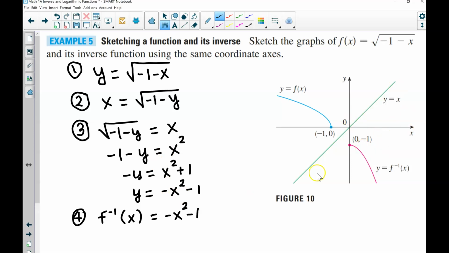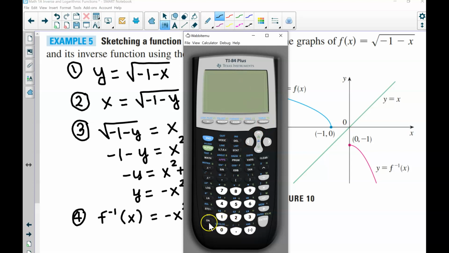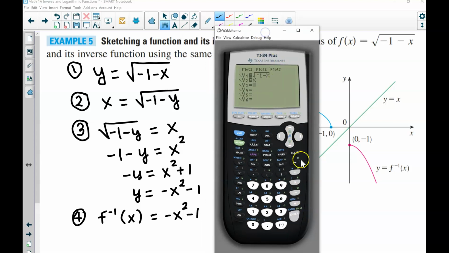So here we're going to graph these two functions, and let's see what it looks like on the graphing calculator. So we'll go ahead and put that on a graphing calculator here. Let's go ahead and clear all that out. Okay, so our function here, we have the square root of negative 1 minus x. And then we have the line y is equal to x, since that's our line of symmetry. And then we have negative x squared minus 1. We'll go ahead and graph that.